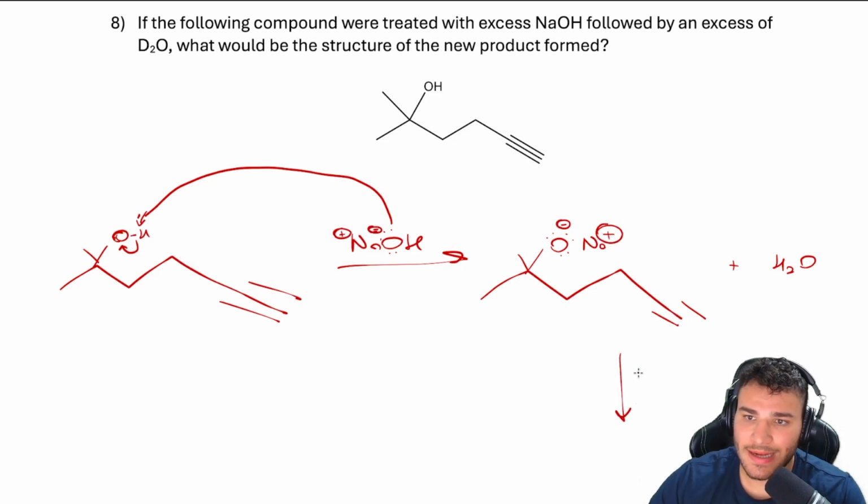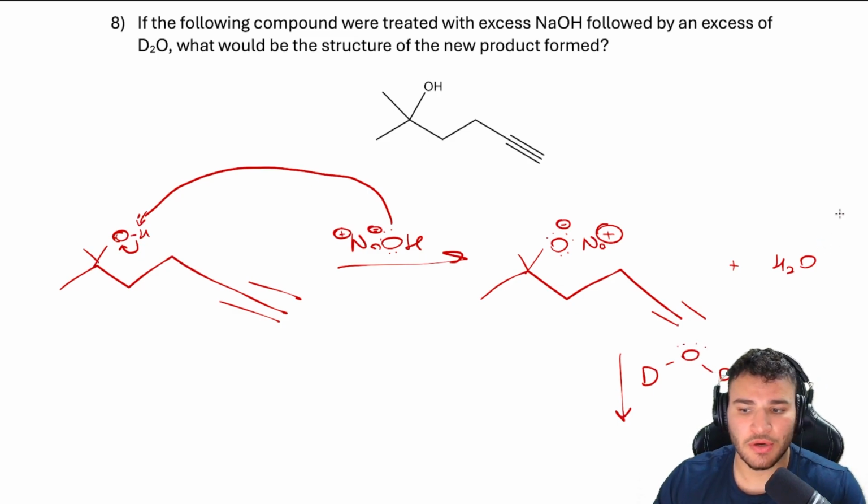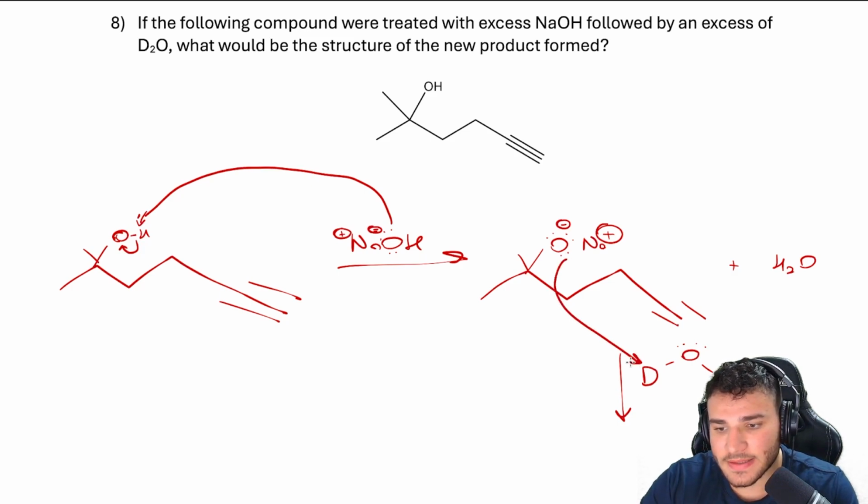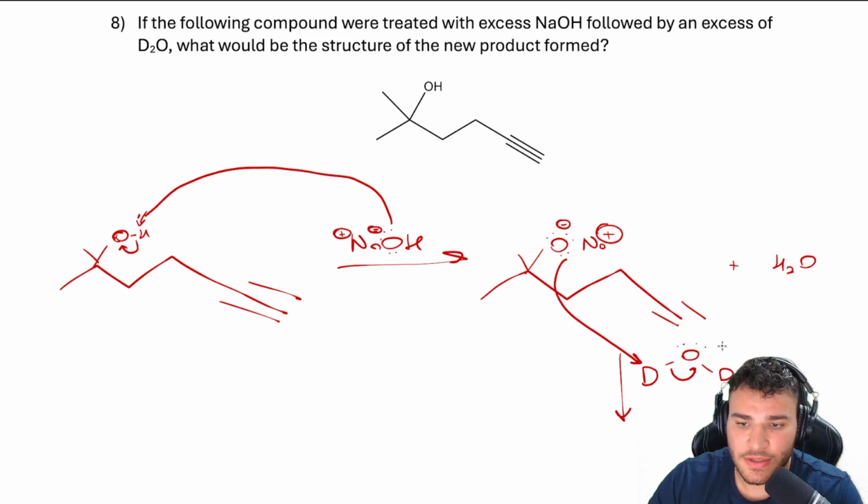We said that we also had an excess of D2O. I'm going to draw the structure out. Remember, it's going to look exactly like H2O except D instead of H. And since it has a negative charge, it wants to steal another D back, or another hydrogen. And so what's going to happen is that this lone pair is going to attack this D, and then this bond will pop off and go to the oxygen. And then we end up with our final product.